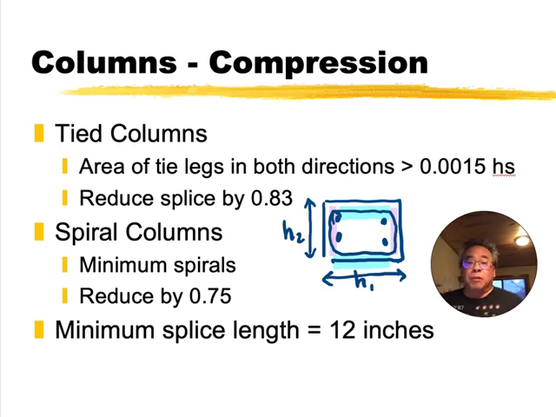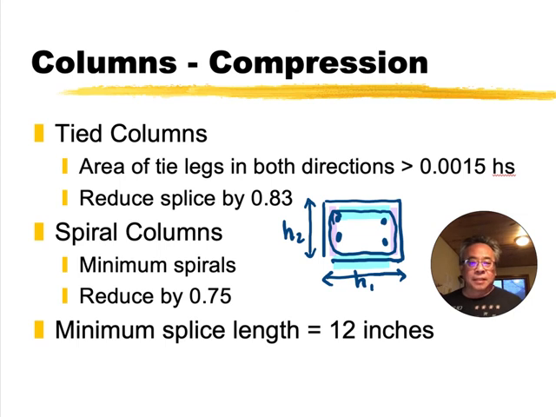If you have spiral columns, and if you do have that true, you get to reduce the splice length by 0.83. Otherwise, you have to use the splice length we calculated earlier. For spiral columns, if you have minimum spirals, you can reduce the splice length by 25%. And in either case, the minimum splice length is 12 inches.